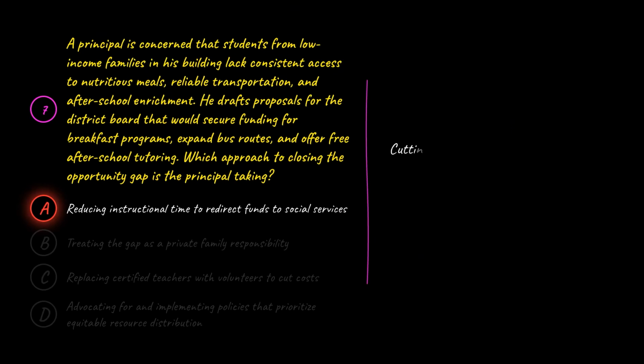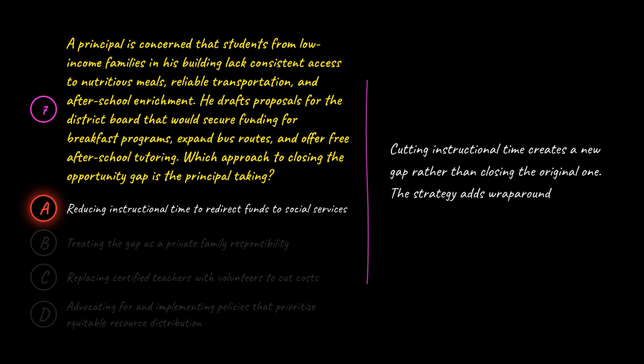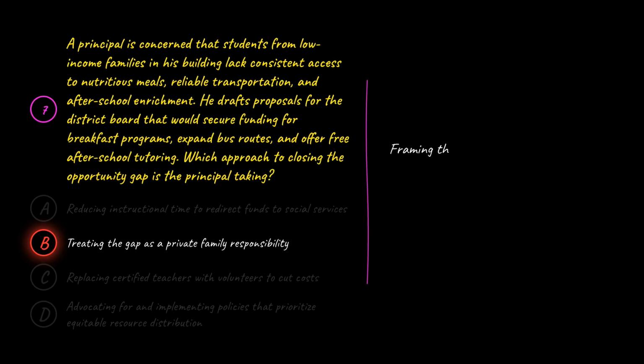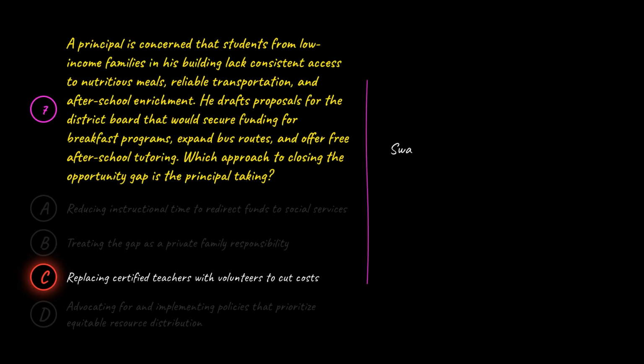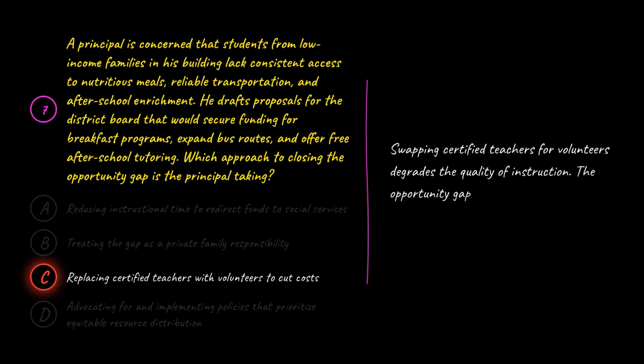A is wrong because cutting instructional time creates a new gap rather than closing the original one. The strategy adds wraparound support without removing core instruction. B is wrong because framing the gap as a family responsibility leaves systemic conditions untouched. The course material is clear that schools and communities share the duty here. C is wrong because swapping certified teachers for volunteers degrades the quality of instruction. The opportunity gap widens when instructional quality drops.